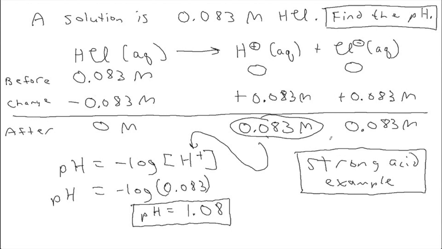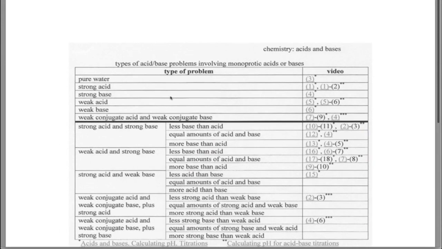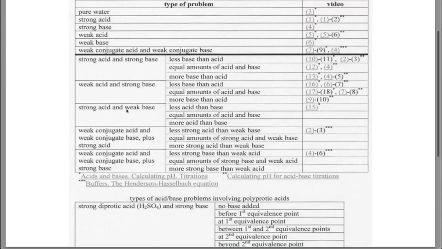So you can see that that handout has the bad news. The bad news is there are many different cases for these types of problems, like I was just saying. The handout doesn't tell you how to do the problems. It just summarizes the types of problems. You could have a problem with water, with a strong acid, with a strong base, with a weak acid, with a weak base, with a weak conjugate acid and a weak conjugate base. Then you could have much more complicated problems.